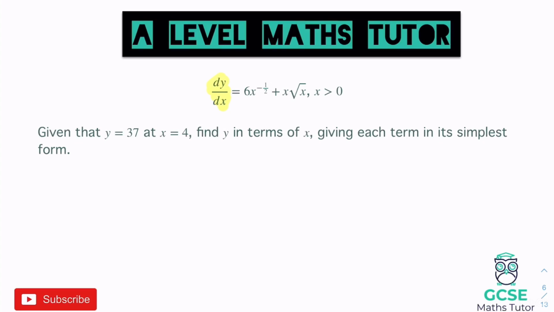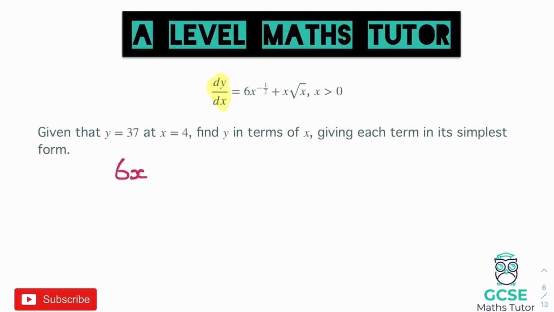So obviously we're looking at values bigger than 0. It says, given that y equals 37 and x equals 4, find y in terms of x, giving each term in its simplest form. Again, we have to figure out what the graph's equation is here, so we're just going to integrate those pieces up there and see what we get to start with. So let's just rewrite what we've got.